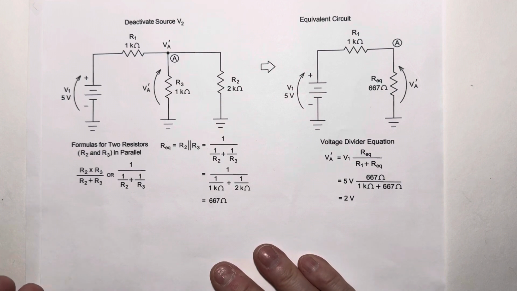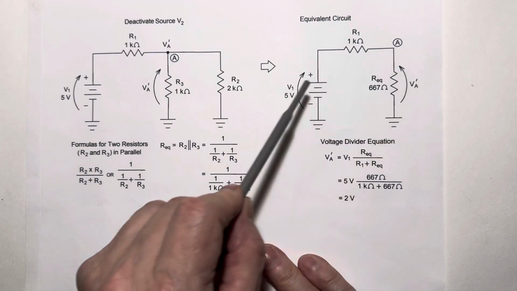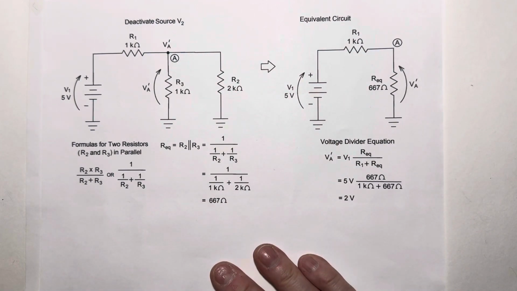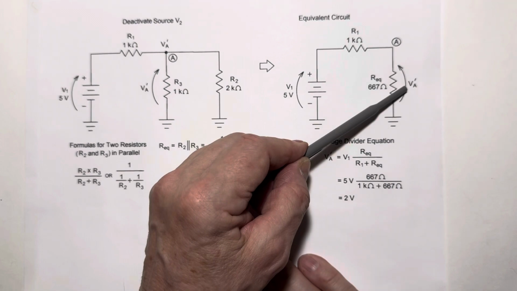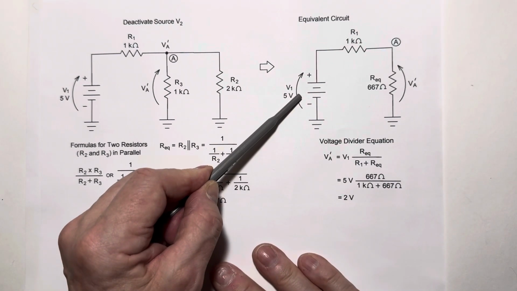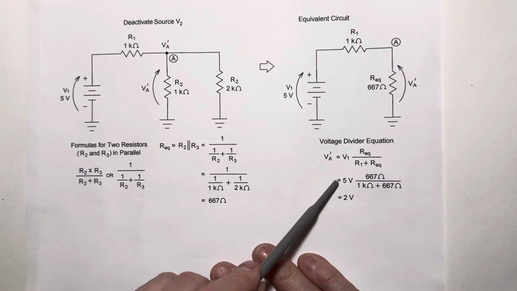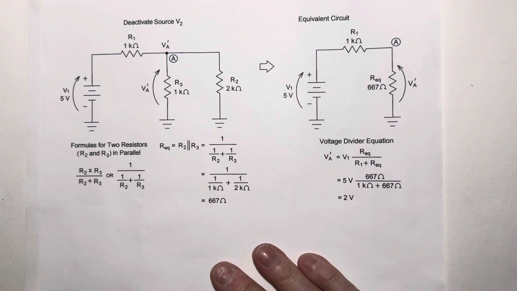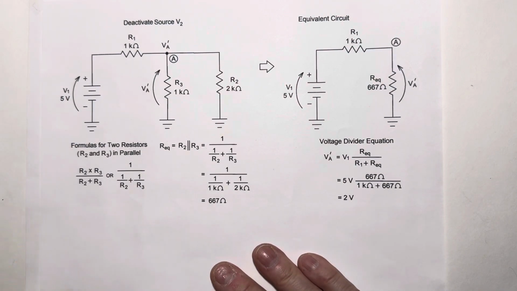Without derivation, we can assume that V prime A, the response with V1 acting alone, is given by this formula called the voltage divider equation. Maybe in a future video I'll derive that, but for right now, if we want to know this voltage, we just take the input voltage times this resistor over the sum of the resistors. So that gives us 5 volts times 667 over 1,667, 2 volts. So this source acting alone gives us 2 volts at node A.